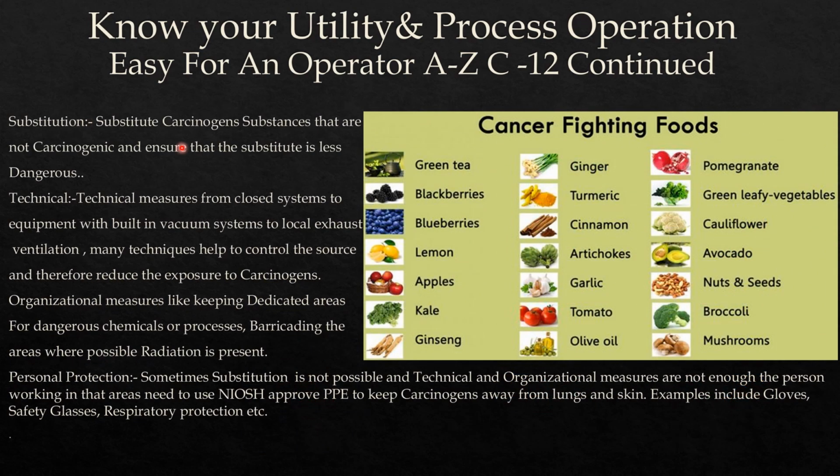Now we can see in this slide the preventive measures and important food required for fighting cancer. Substitution: substitute carcinogenic substances with ones that are not carcinogenic, and ensure that the substitute is less dangerous. For example, in boilers, hydrazine is used as an oxygen scavenger. Still, it is not banned in our country and many places. It is to be replaced with some non-carcinogenic chemicals like amines.